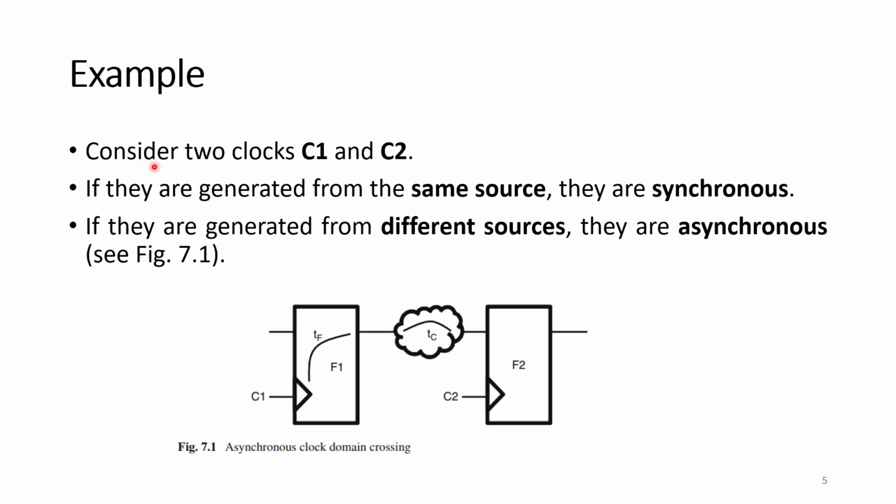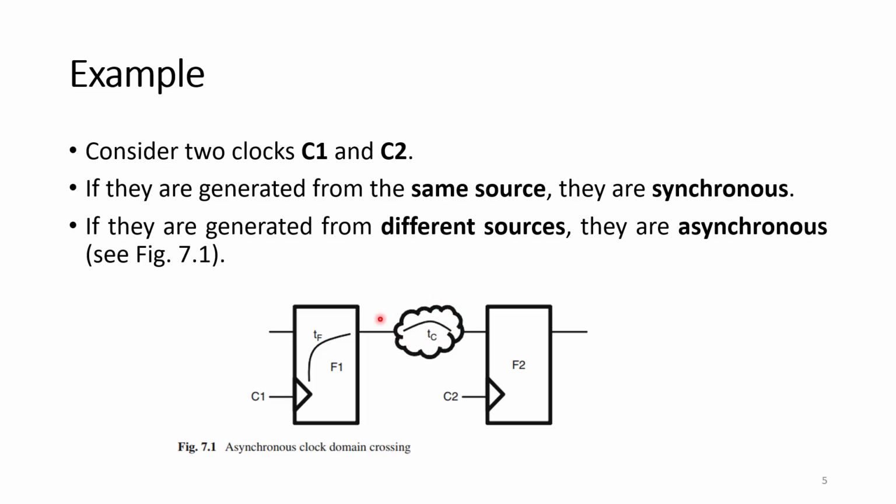So let us see this example. Consider two clocks, C1 and C2. Here I am going with a figure which has two flip-flops, F1 and F2, where F1 is driven by clock C1 and F2 is driven by clock C2. If they are generated from the same source, they are synchronous. If they are generated from different sources, they are asynchronous. So this figure is asynchronous. Why? Because these two clocks are generated using two different sources. That is why it is called an asynchronous clock domain crossing.